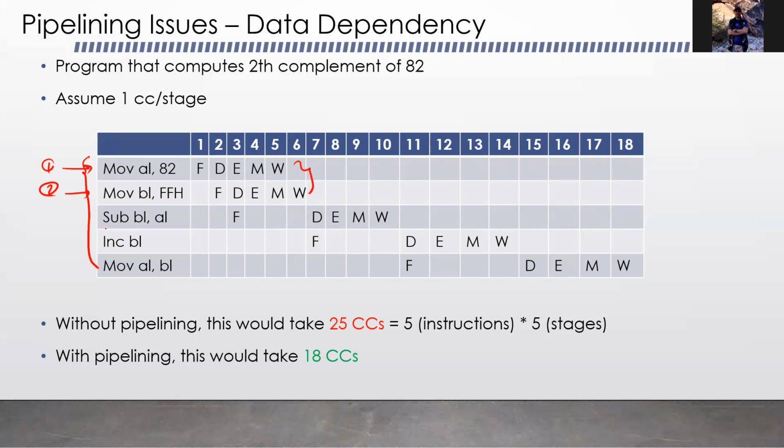But then the third instruction, sub BL, AL, which is basically BL equal to BL minus AL, is dependent on both BL and AL. And remember, instructions 1 and 2 change AL and BL. And remember also that the update of the registers happens in the write back stage. So here, for example, in the 5th cycle, AL will be updated because of the first instruction, and in the 6th cycle here, BL will be updated for the first time in that program, because it will be updated frequently after that.